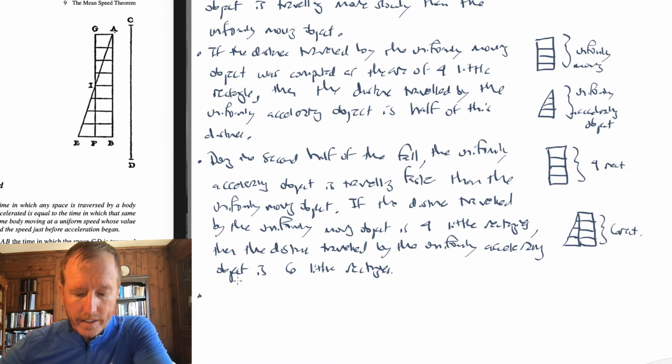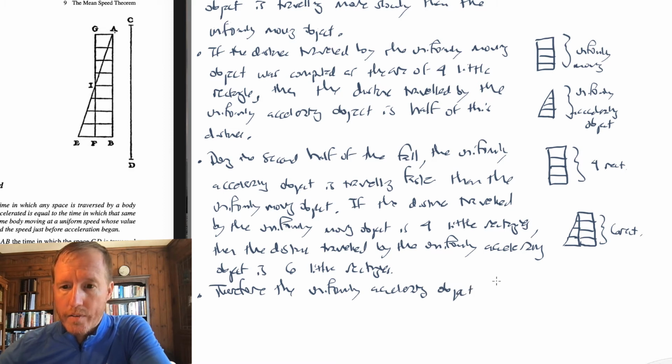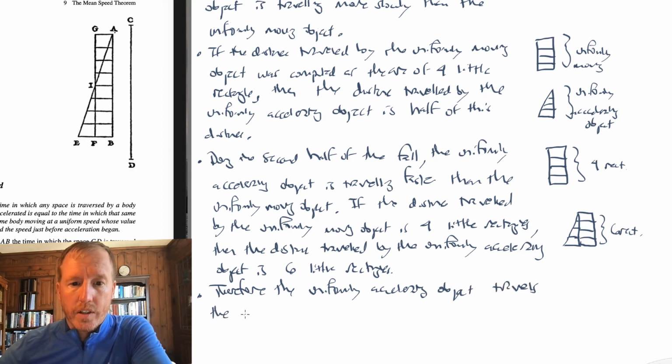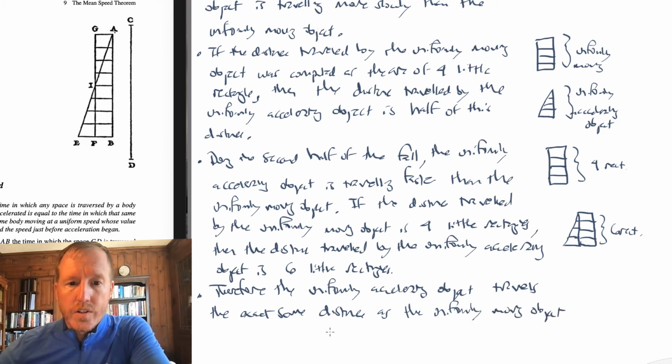Okay? And so finally, if it moved during the first half of the fall 2 rectangles less than the uniformly moving object, and during the second half of the fall it's moving 2 rectangles more than the distance moved by the uniformly moving object, then, or therefore, the uniformly accelerating object travels overall the exact same distance as the uniformly moving object during the entire time of fall. That is the time AB.